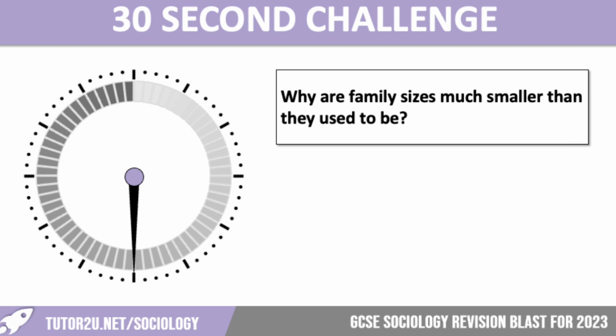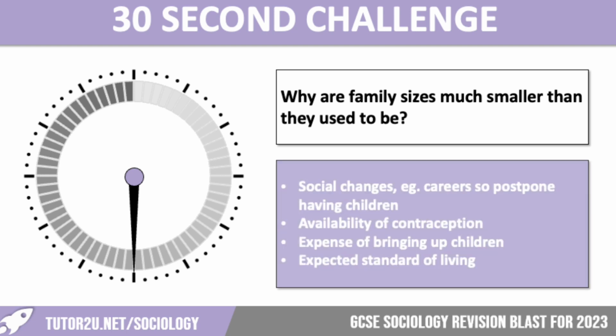Okay, so let's have a look at what you could have for this one. So we've got social changes. Women in particular are pursuing careers, so postpone having children. The idea is that most people now wait until they're in their 30s because they want to be settled and financially secure and have a good career under their belt. The availability of contraception means that obviously you can plan your families. The expense of bringing up children, so it is around £200,000 to bring up a child up to the age of 18 on average, and also that expected standard of living.